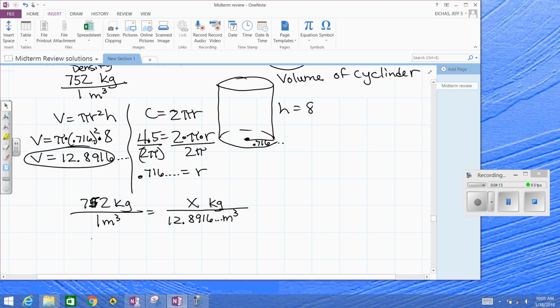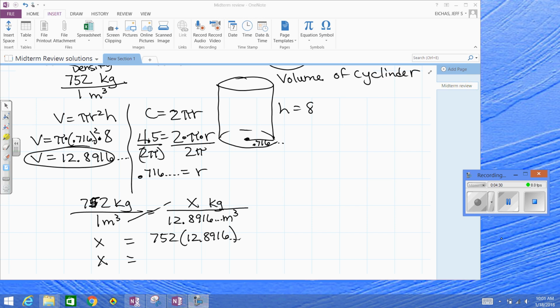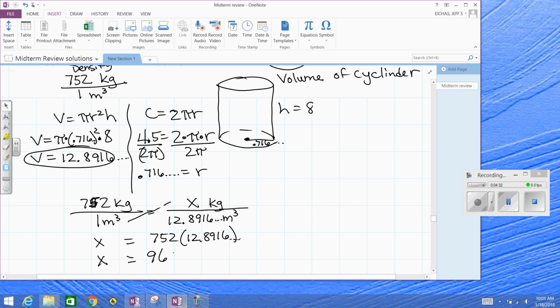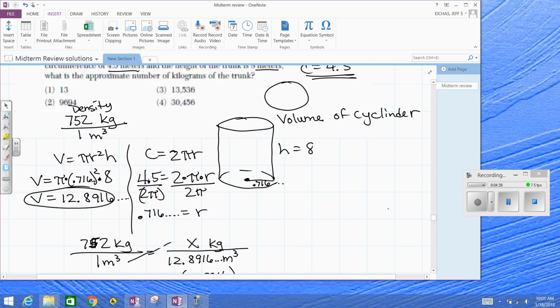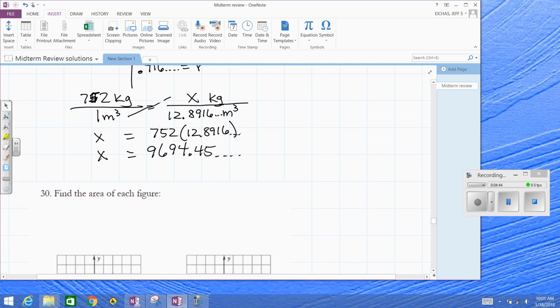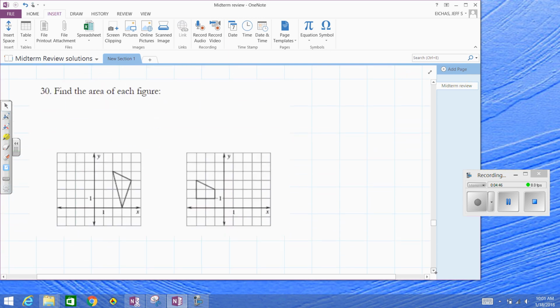Cross multiply, and I know this isn't great, but let's ignore the units of measure just for a minute here. So it's 752 times that 12.8916, and that gives us 9694.45. It did say approximate. Is that hopefully close? Yep, it looks like choice 2 is going to get that done for us. So another one from the volume chapter. These are familiar ones.